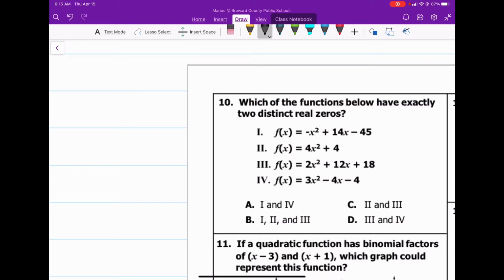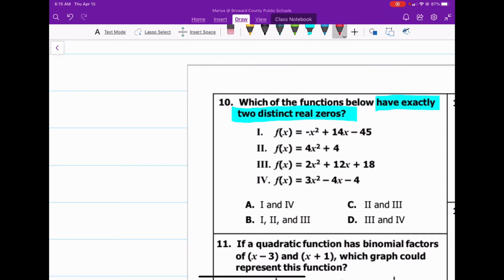And today we're going to do another review of a quadratic function question. So let's go ahead and jump on in and take a look at number 10. Number 10 reads, which of the following functions below have exactly two distinct real zeros? All right, so the key thing here is two distinct real zeros.